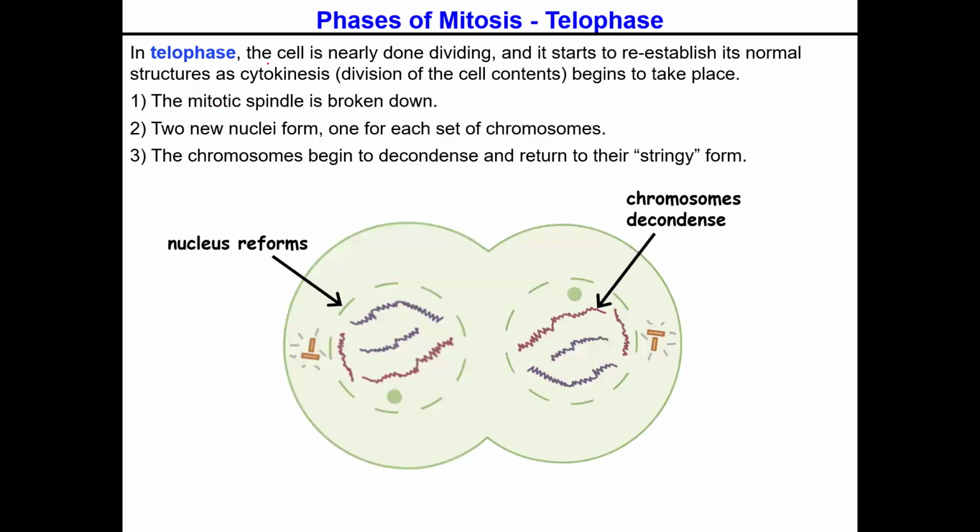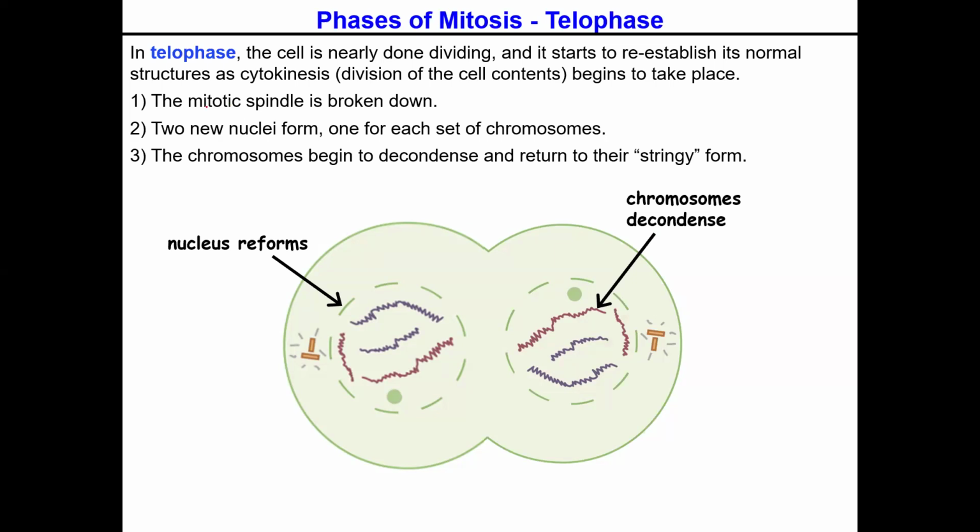Telophase. In telophase, the cell is nearly done dividing, and it's going to start to reestablish its normal structures as cytokinesis, or cell division, begins to take place. So remember, in prophase, we dissolved some things. We started to build some things up in order to get ready to go through cell division, or in this case, pulling apart the cells. Because we were able to go through metaphase, them in the middle, we separated them out. In anaphase, remember, ana, away. In telophase, we're starting to build some of those things back that we need in order to have a fully functioning cell.